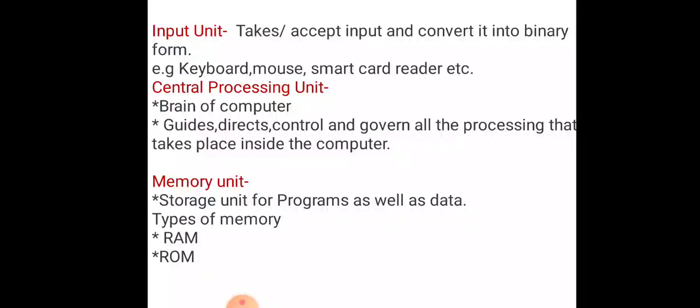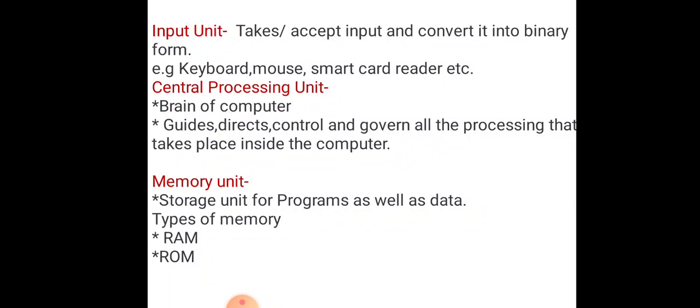Then registers. These are the high speed temporary storage areas found in the CPU. Registers work as per the instructions given by the control unit, storing instructions and data immediately required for performing an operation. Then we have a memory unit. The memory unit is used as a storage unit for programs as well as data. It is the computer memory that is accessed directly by the CPU.